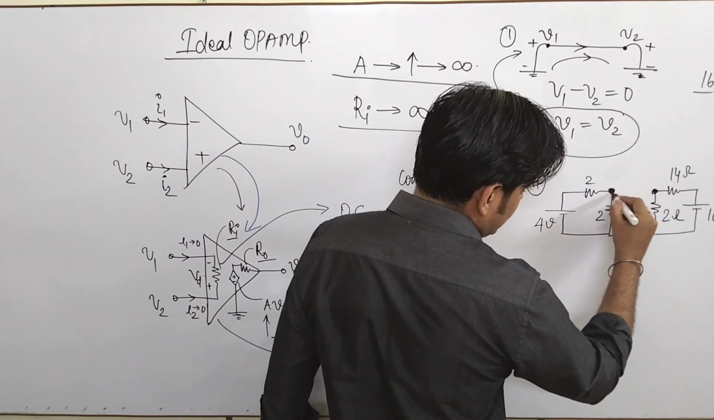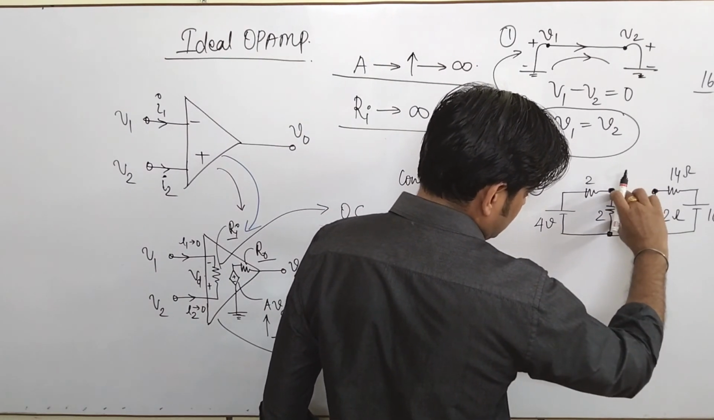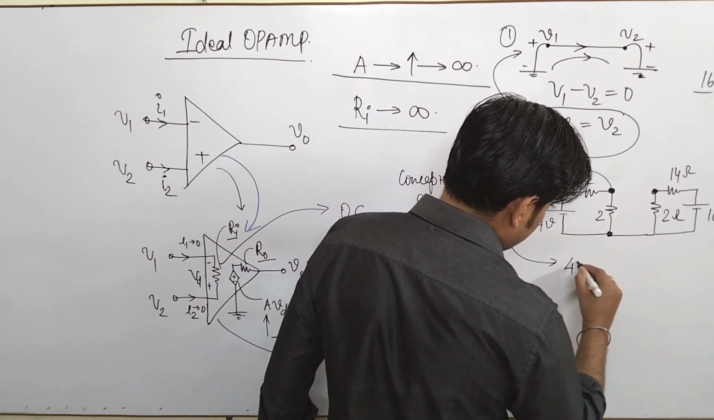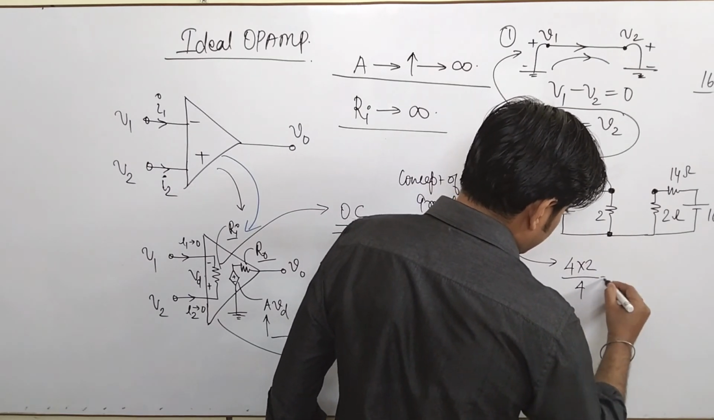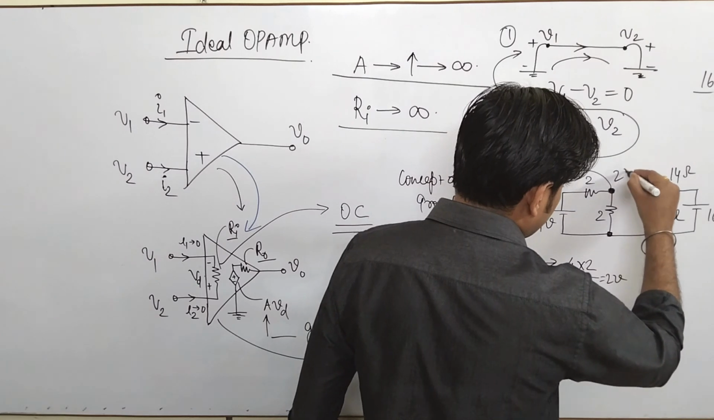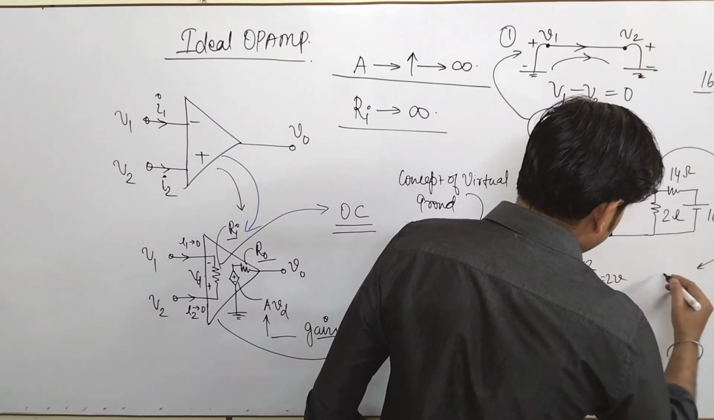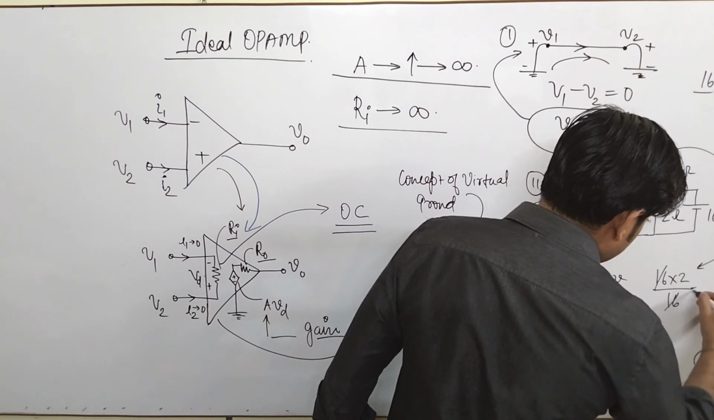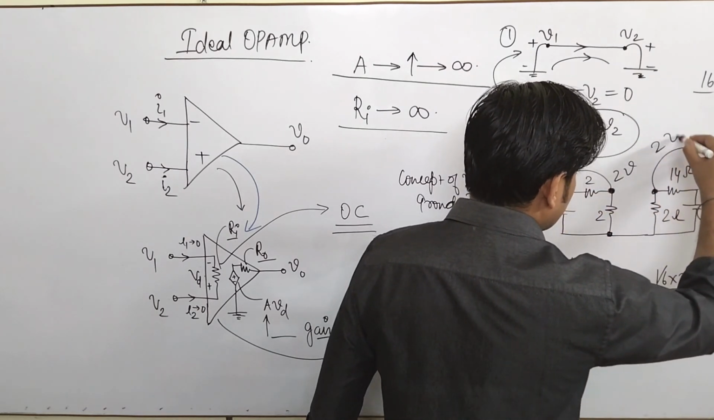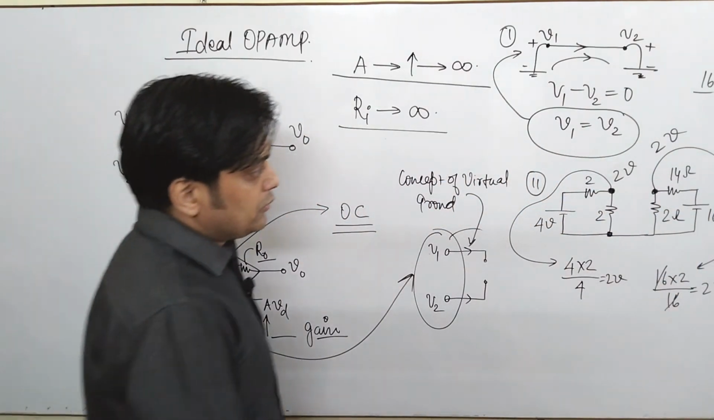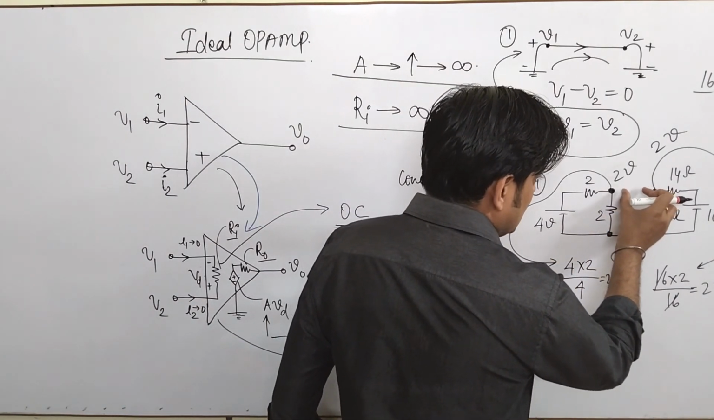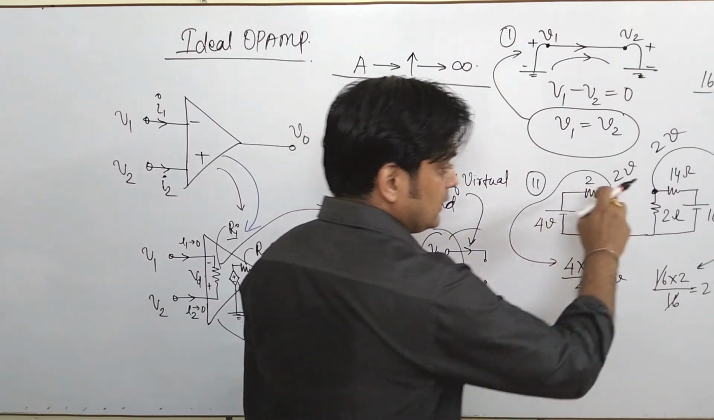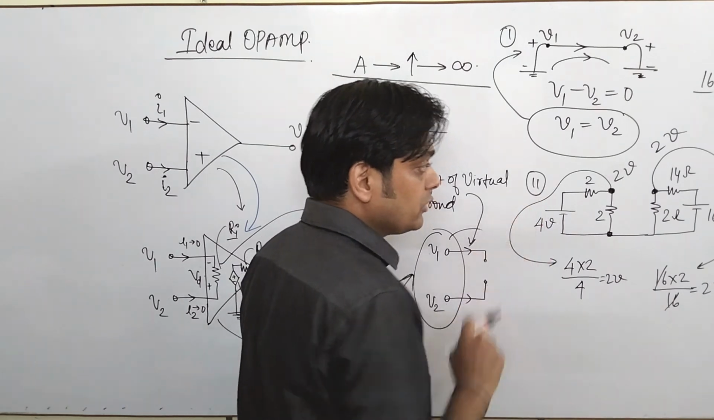If you find the voltage at this point, what is this voltage? Just by applying voltage division, it is 4 into 2 upon 2 plus 2, that is 4, which comes to 2 volt. So here the voltage is 2 volt. Now if you find this, it is 16 into 2 upon 14 plus 2, that is 16. Again it cancels down, and comes to 2 volt. So here also the voltage is 2 volt. Now you see both these nodes have the same potential, but they are not connected.